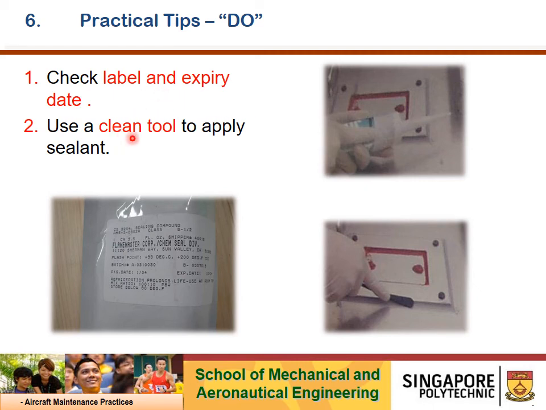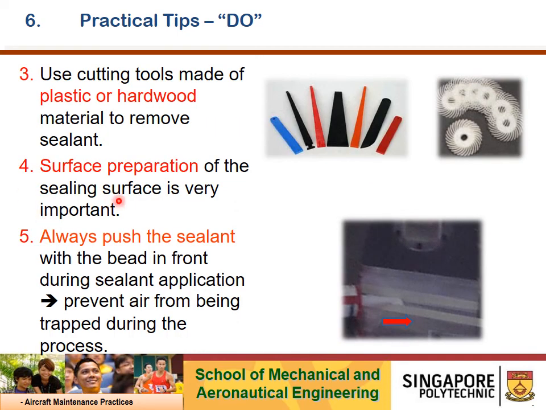So practical tips on using sealant: always check the label and expiry date. Use a clean tool to apply the sealant. Alright. Use cutting tools made of plastic or hardwood material to remove sealant. Always remember to not use metallic tooling to remove sealant, as you may scratch the aircraft structure. Okay, please take note of that. You have to use plastic or hardwood as shown here, acrylic.